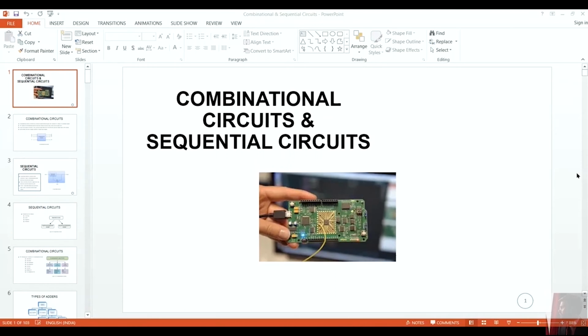If I don't go into very deep knowledge of this and just give an overview, you have to understand one thing: combinational and sequential circuits differ in the case of memory. When we have a memory, we talk about sequential circuits, but if we say that we don't have a memory, we talk about combinational circuits.